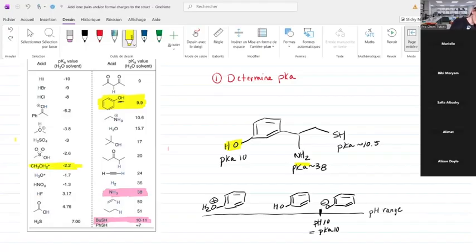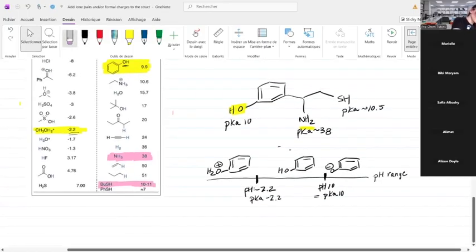So for example, you have this. We can say that the pKa here is around minus 2.2. So this means that at pH minus 2.2, which is the same as the pKa, at this pH, you will have 50% of the OH2 plus and 50% of the OH. This is what the pKa means.